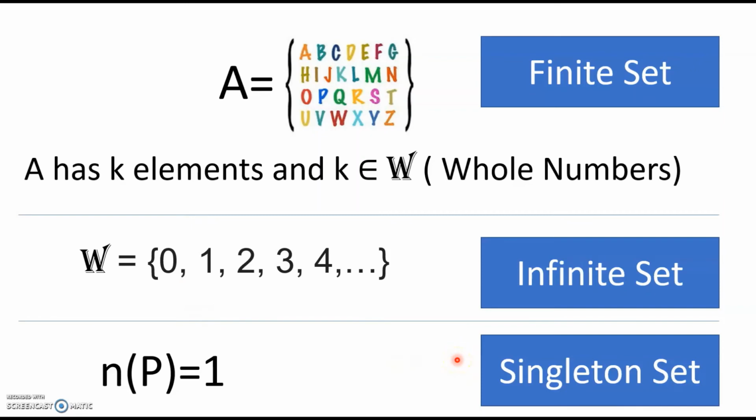Next, let's see what is a singleton set. A singleton set is a set that has only one element. So when I write the notation n(P), where P is a set, n(P) means the number of elements that are in the set P. So if the number of elements in P is equal to only 1, then this set P is called a singleton set.